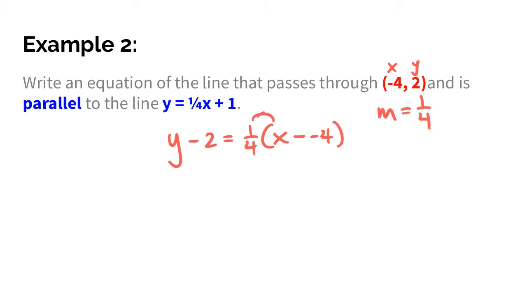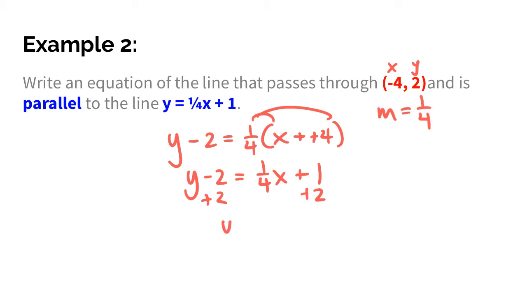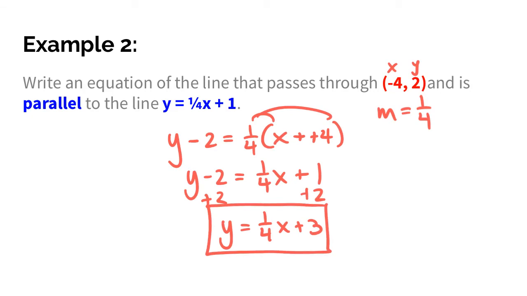Then to simplify, I'm going to distribute that 1/4. Again, before I do that, that would be a positive. So I'd get y minus 2 equals 1/4 x, and then 1/4 of 4 would be plus 1. And then lastly, I'm going to add 2 to both sides to get y equals 1/4 x plus 3. And there is the equation of my line. Again, notice the same slope, but different starting points. So here we're writing equations of parallel lines using that point slope form and understanding that the slope is always the same for lines that are parallel.